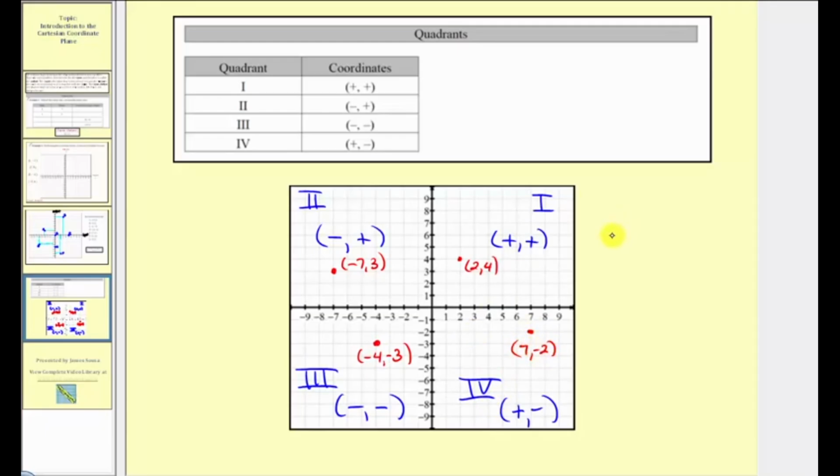Now you might be asking, what happens if we have a point that's on one of the axes? Let's say we have a point here with coordinates 0, 8, which is on the vertical axis. We typically say this point would not be in one of the quadrants, it's actually on one of the axes or on one of the borders of the quadrants. The same thing for a point, let's say here, on the horizontal axis. This point would have coordinates -5, 0. We would say it's not in one of the quadrants, it's on the horizontal axis.